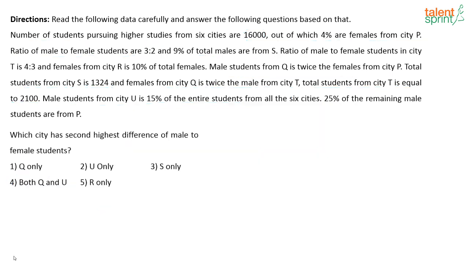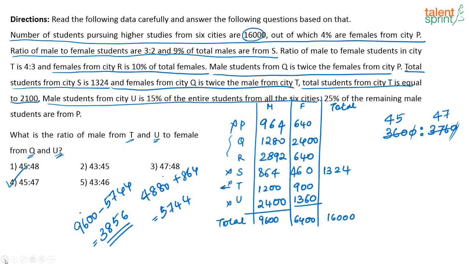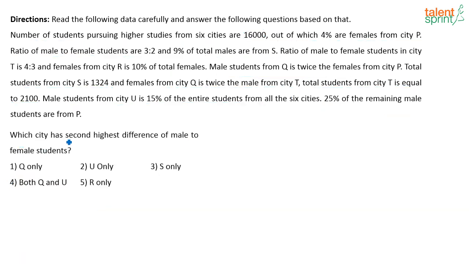So the question here is, which city has the second highest difference of male to female? So obviously, when you solve also, you will know that it has to be Q. Who said R? Highest is R. Highest difference is R. The question here is, which city has the second highest difference? So your answer has to be Q.